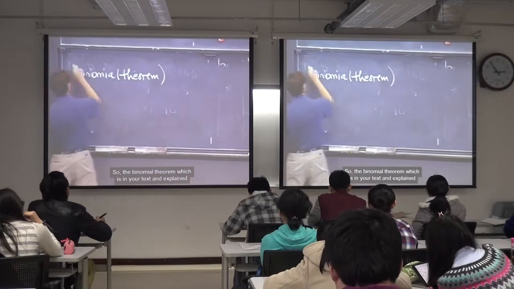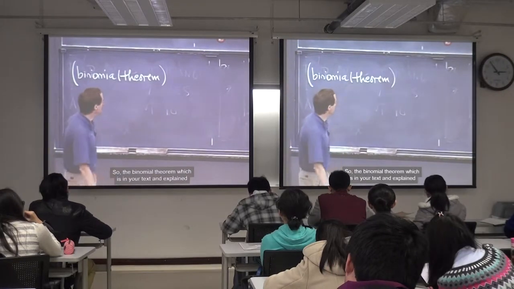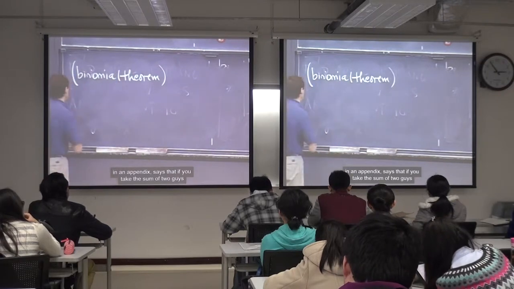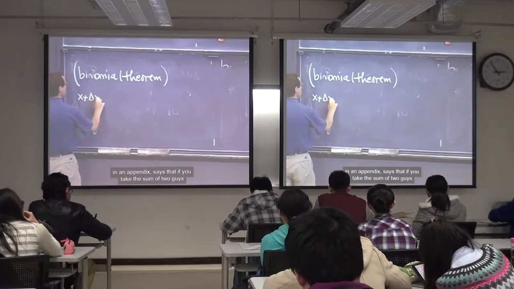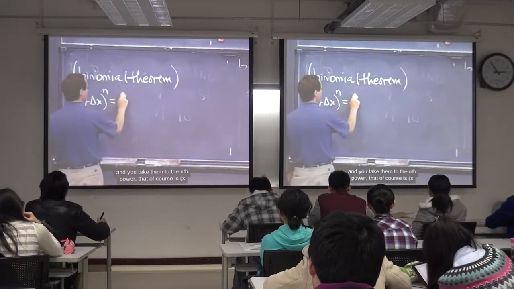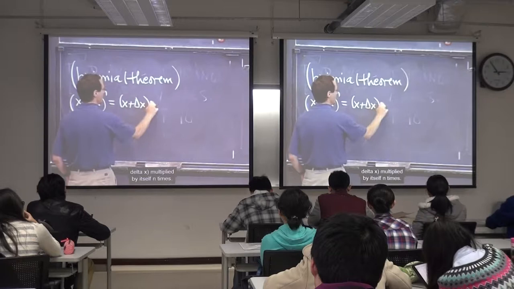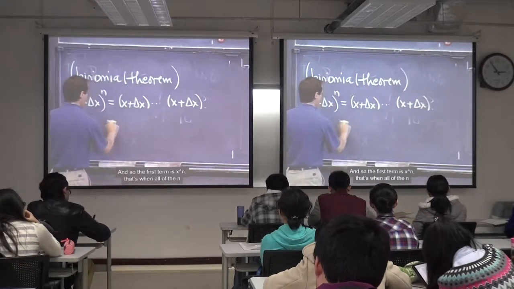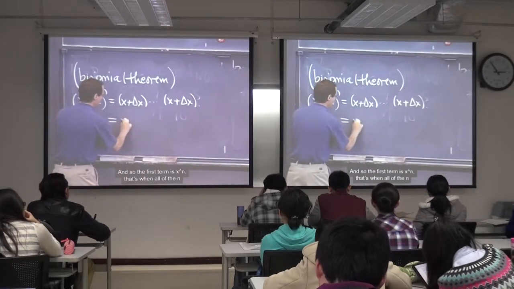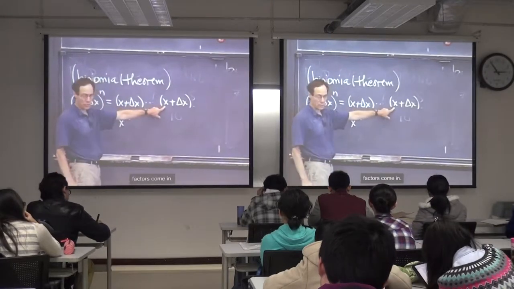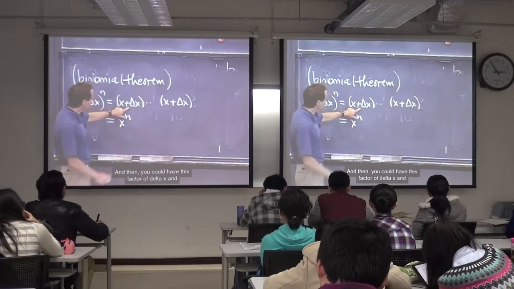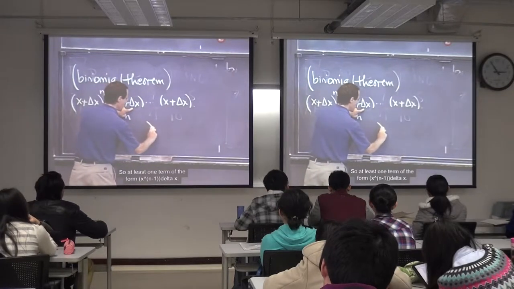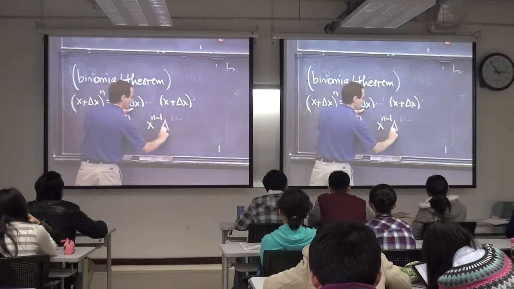The binomial theorem, which is in your text and explained in an exercise in an appendix, says that if you take the sum of two guys and you take them to the nth power, that of course is x plus delta x multiplied by itself n times. And so the first term is x to the n. That's when all of the n factors come in. And then you could have this factor of delta x and all the rest x's. So at least one term of the form x to the n minus 1 times delta x.